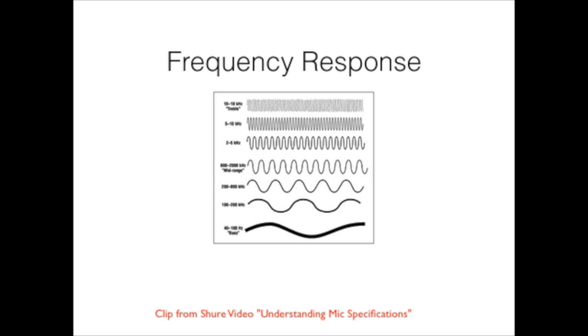So now that we talked about polar patterns, right? You could have dynamic or condenser. And so you could have an omnidirectional dynamic or an omnidirectional cardioid. You could have any pattern or combination of the different microphones or polar patterns. Does that make sense? On top of that, we have frequency response.